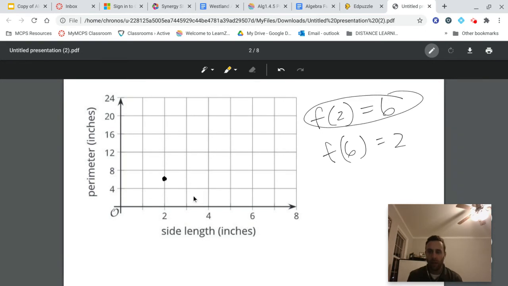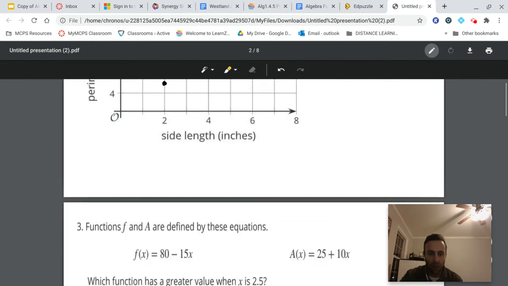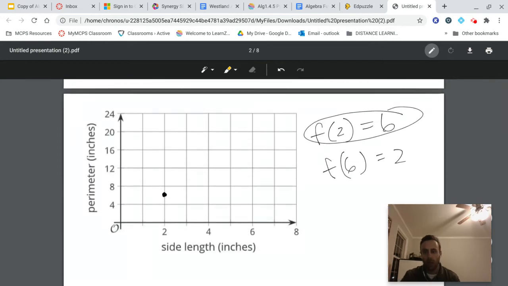Another thing you want to be able to do is write an equation for this. If I make an equilateral triangle, which means all sides are the same, with a side of 2, 2 plus 2 plus 2 is 6. With a side of 4, 4 plus 4 plus 4 would be 12, so that would be the point (4, 12). And with a side length of 6, 6 plus 6 plus 6 would be 18. You're going to notice that it forms a straight line because it is a function, okay?